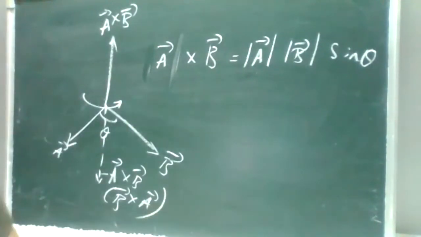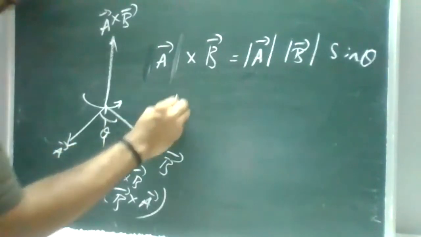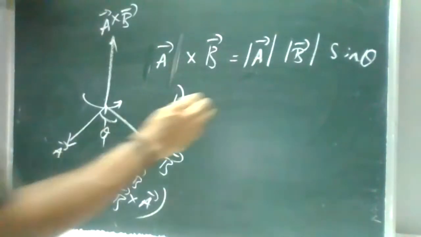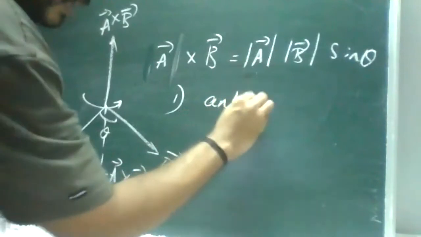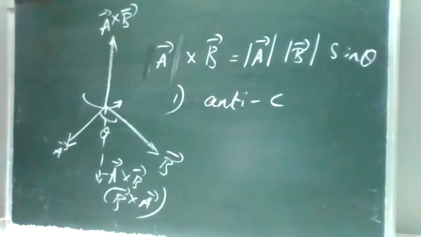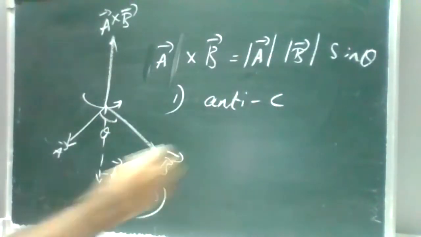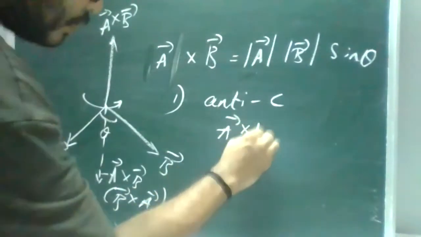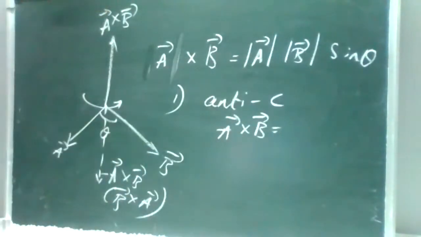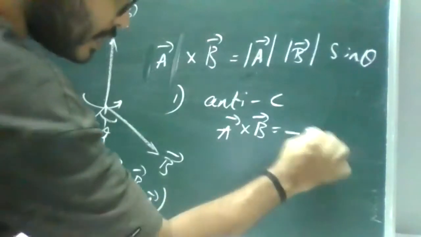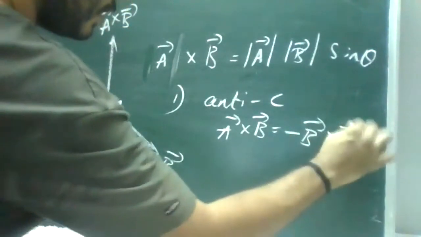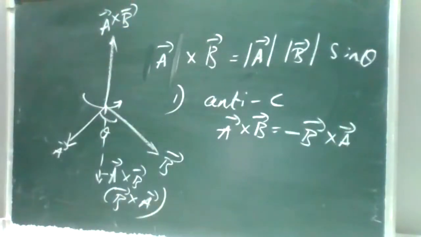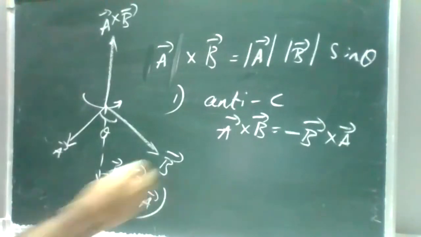Now we'll discuss some properties of this. First property: the vector product is an anti-commutative property. That is, A vector cross B vector is equal to minus B vector cross A vector. It is your first point.